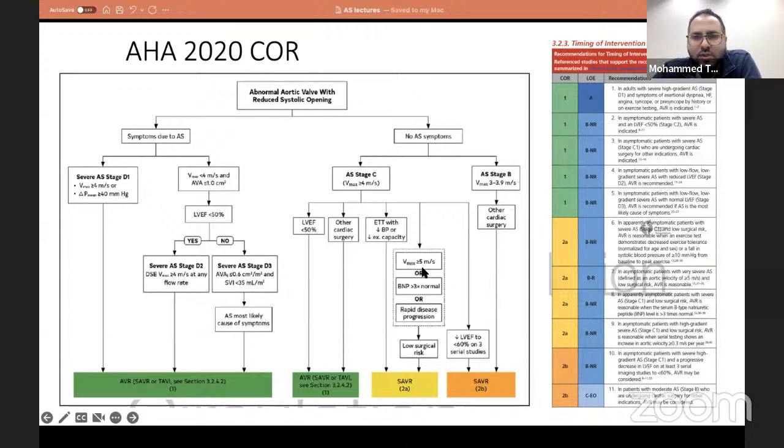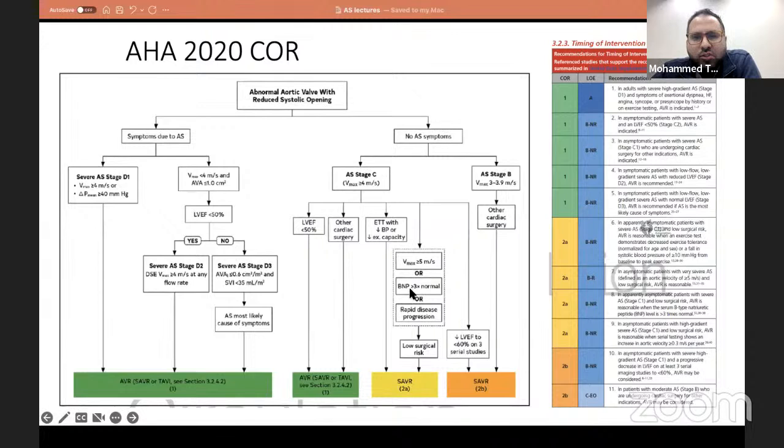Critical aortic stenosis, which is defined as 5 meters per second peak velocity, is by itself a class 2A indication. And this is based on a New England Journal paper. I think it was called the RECOVERY trial, if I'm not mistaken, where they studied patients with severe asymptomatic aortic stenosis and compared going into early surgery versus observation, and they found a statistically significant benefit of operating early. So this is where this comes from.